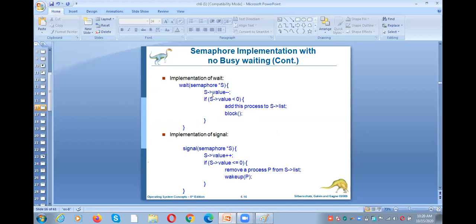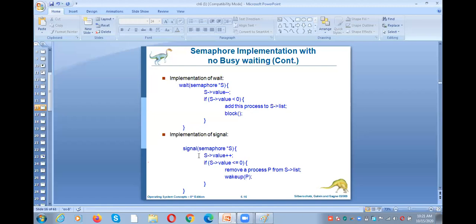So here is a pointer. What is the value of the semaphore initially? The value is 1. Value 1 minus minus means 0. So if the semaphore value is less than 0, that means we cannot perform the wait operation. So add the process to the list, and we need to block the process.